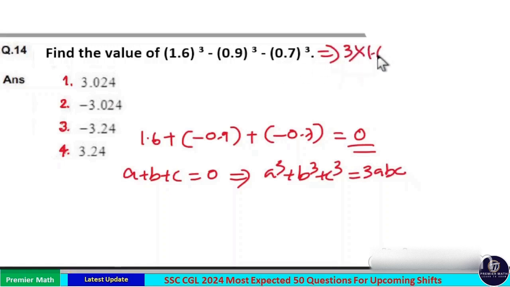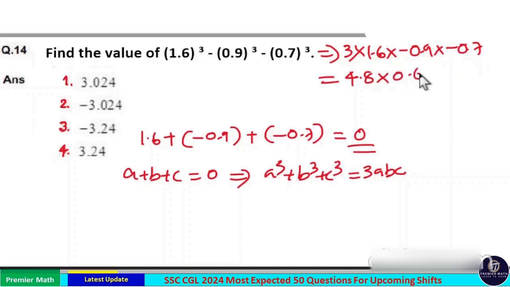So 3 into 1.6 into minus 0.9 into minus 0.7. So 3 into 1.6 is 4.8. 4.8 into plus 9 into 7, 63, so 0.63. Now you can see 48 into 63 is a 4-digit number. And here this is 4.8 into 0.63, that is 3 decimal points and 4 numbers. This is a positive number, so option 1 is your answer.